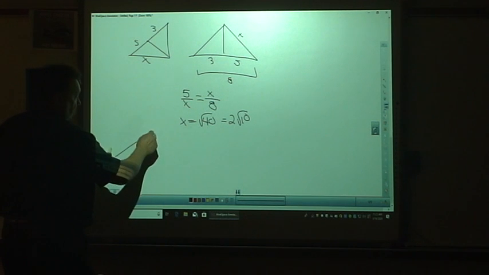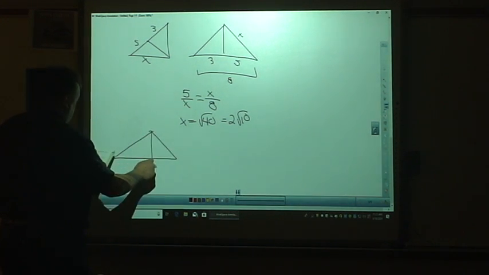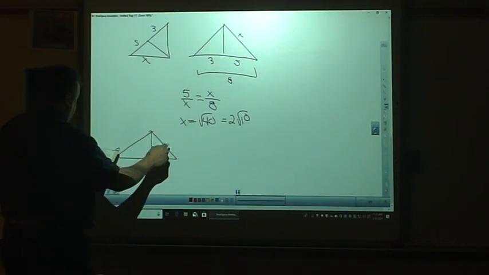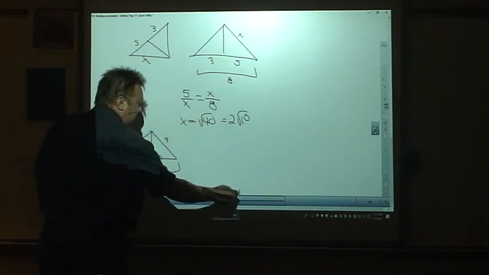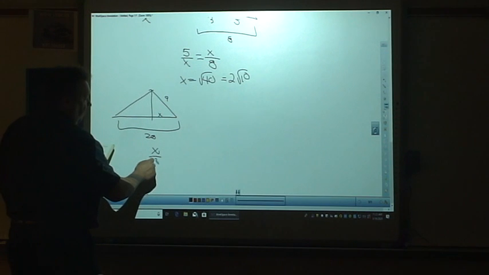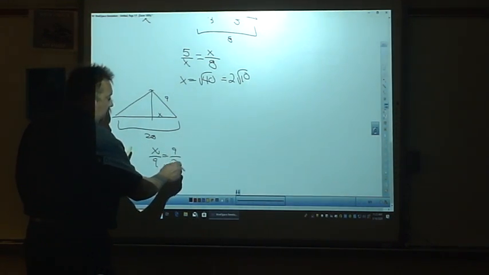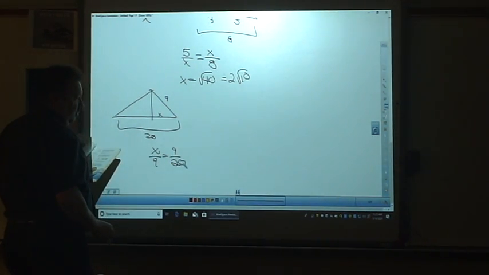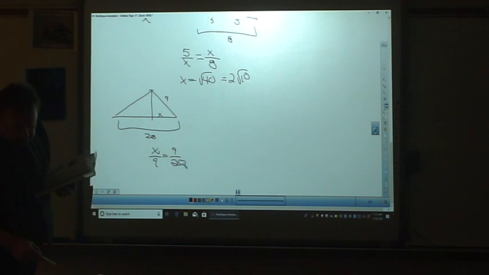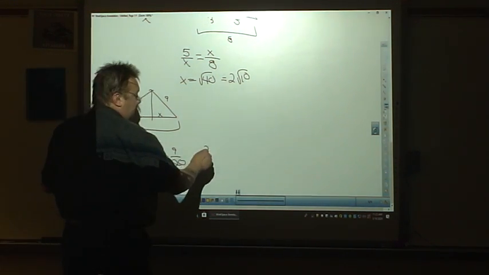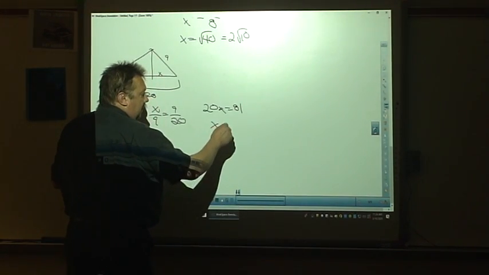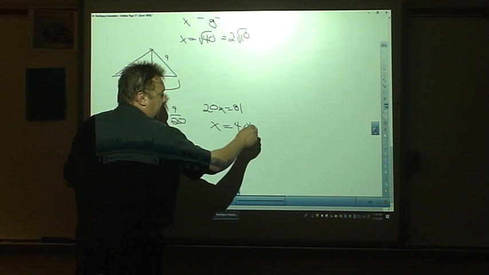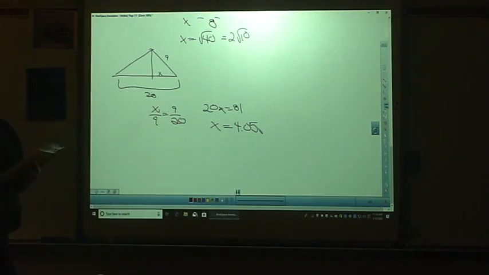I'm going to go ahead and draw it out first. So I have this is x, this is 9, this is 20. X over 9 equals 9 over 20. When you cross multiply this, you should get 20x equals 81. If you rounded it or made it into a decimal, it'd be 4.05. You could also leave it as a fraction.